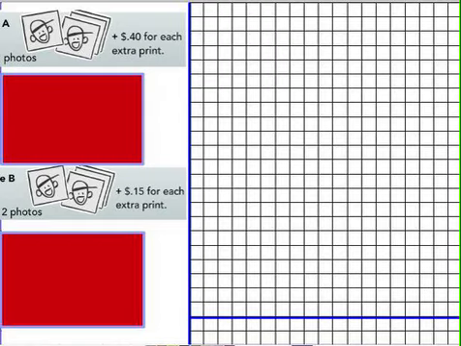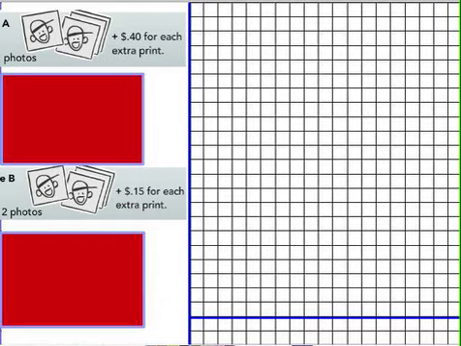Here we have a problem based on real life. You go into a photographer and he has 2 packages for sale. Package A is $25 for the first 12 photos and 40 cents for each extra print. Package B, you pay $30 for the first 12 and each additional print is 15 cents. So let's write some equations.